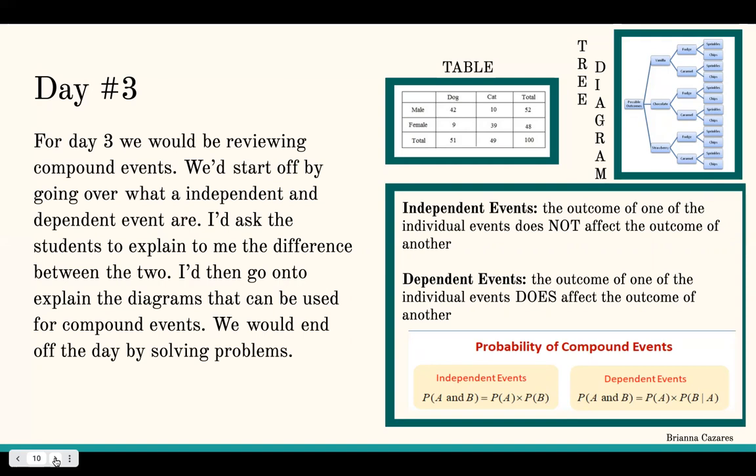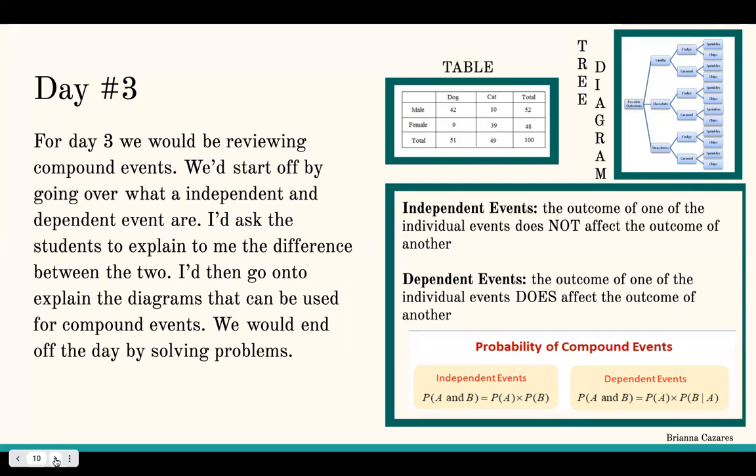So we would ask students to explain to us the difference between the two. We would review the definitions of those two. So an independent event is when the outcome of one of the individual events does not affect the outcome of another. And a dependent event is when the outcome of one of the individual events does affect the outcome of another.